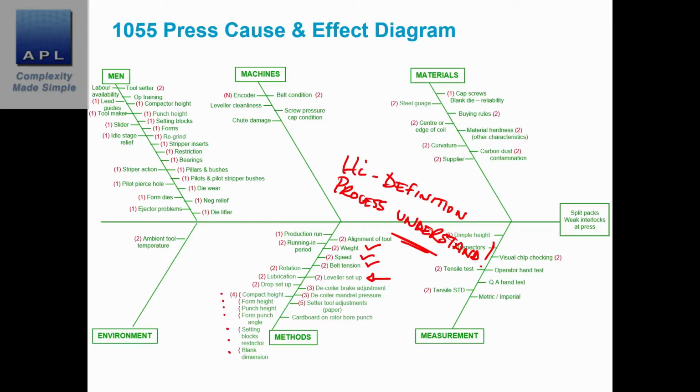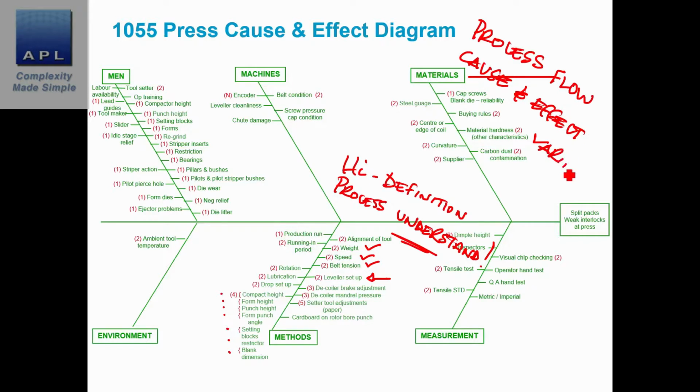Process flow. So I can't recommend this highly enough. It is the tool that I use in every project. Process flow, cause and effect. It identifies variables, most important. That's what we're looking for. It identifies variables. And if you control variables, you will transform your process capability.